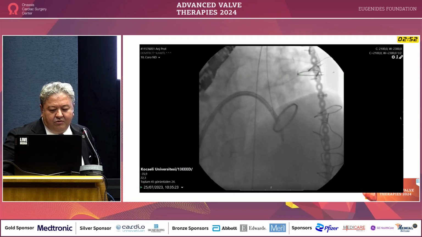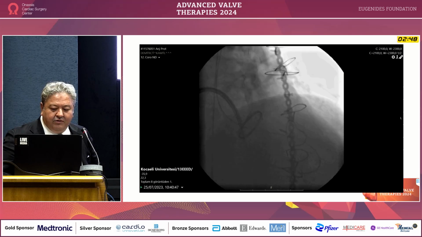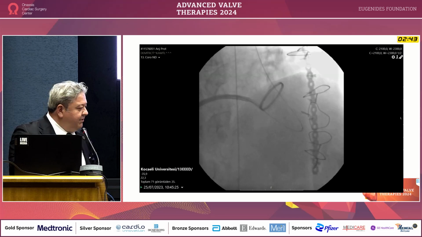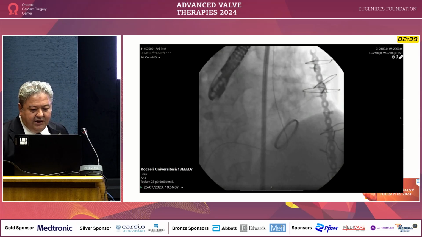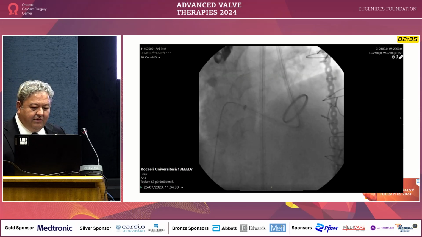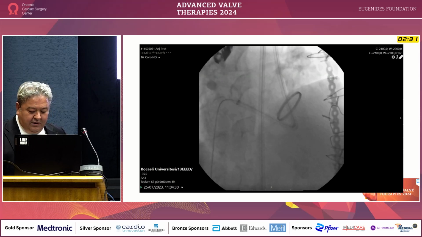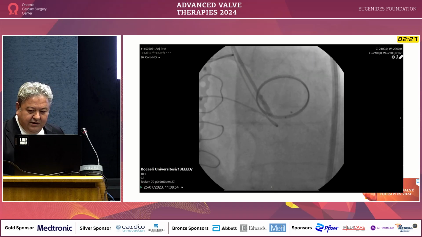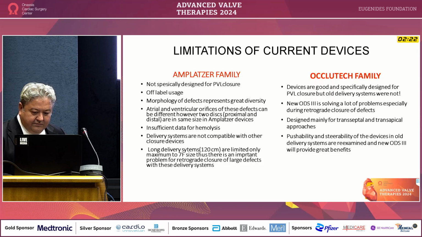We tried to cross the leak with the classical delivery system of the Occlutech, but look, the distal part always goes to the upper part of the left atrium. So we decided to take the new ODS 3 system, come from the retrograde approach, and close the leak by the retrograde approach. As you see, there is no impingement of the leak.